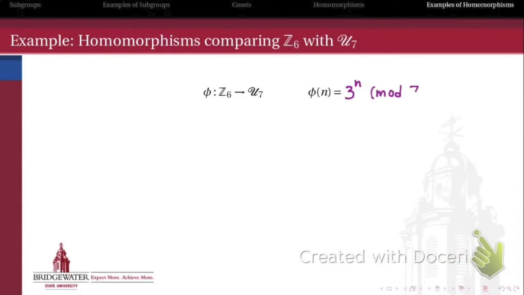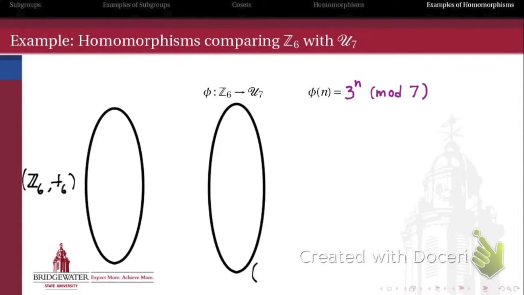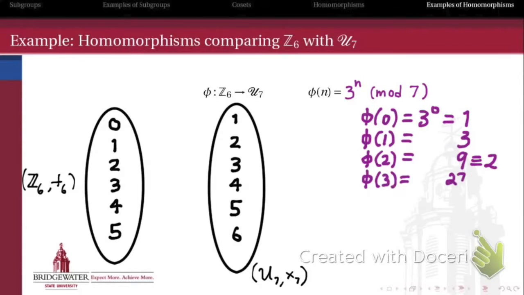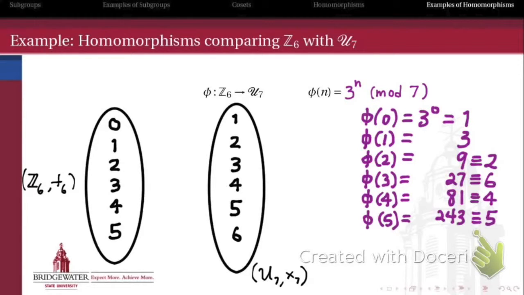So here's another example. Suppose I take 3 and I raise it to the power n, and that's going to be my function from Z6 to U7 this time. So just to draw out where everything goes, phi of 0, that's 3 to the 0, is 1. Phi of 1 is 3. Phi of 2 is 9, which is congruent to 2. Phi of 3 is 6. Phi of 4 is 4. Phi of 5 is 5. So we can draw that in just by drawing arrows here, to visualize this function from Z6 to U7. Is it a homomorphism?